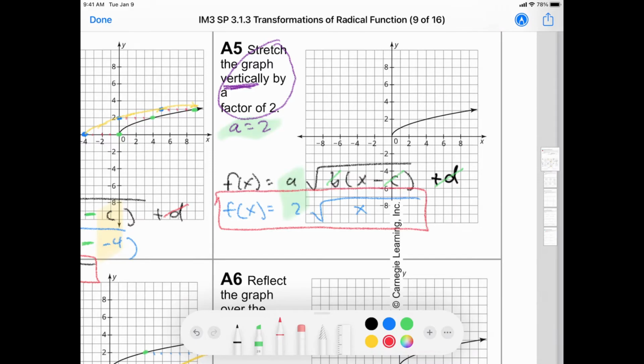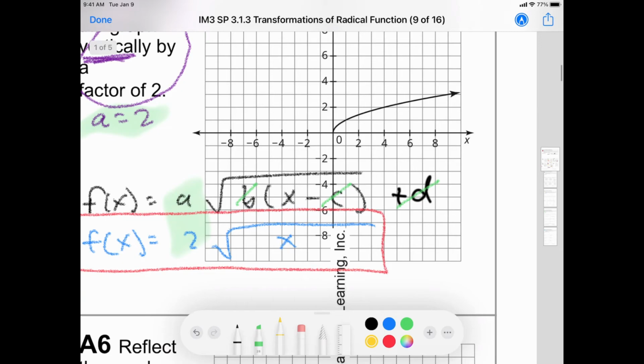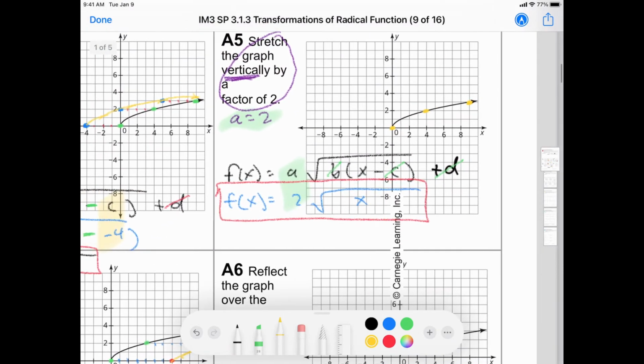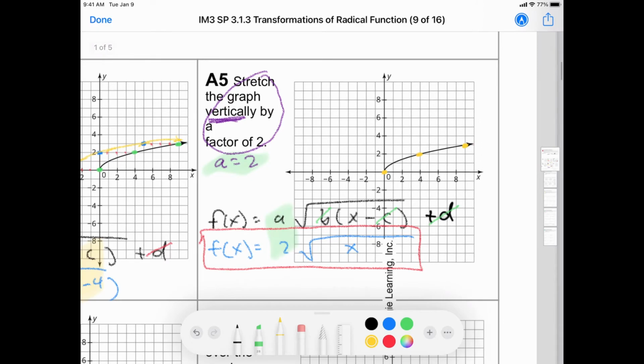Okay, the parent graph, again, has these points all the time, okay? So (0, 0), (4, 2), (9, 3). Okay, that's the parent function. But if you think back to the transformations, the b value and the c value affect the x. I put there in blue, and I'll put here in green. The a value affects the y's, okay? How does that work? Well, if you think about the ordered pairs, let me just write those really small.